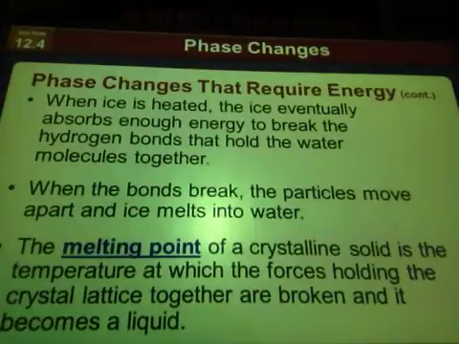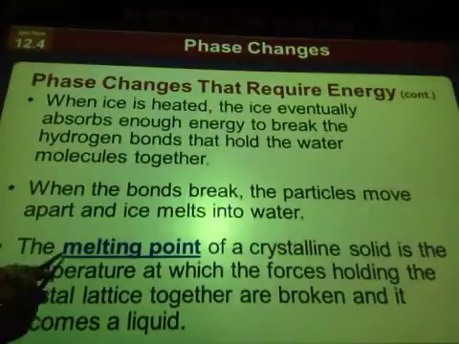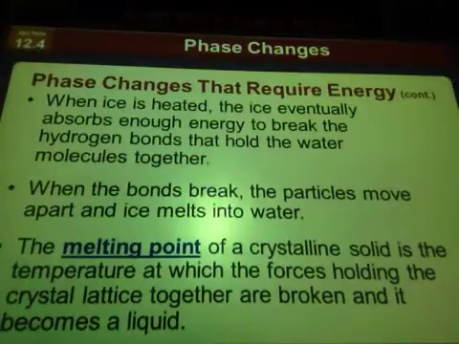We have defined then, through the breaking of these intermolecular forces, something called melting point. And the melting point of a crystalline solid, or just a solid, is the temperature at which the forces holding the crystal lattice, so the intermolecular attractions holding that solid together, are broken. And at that temperature, I'm going to break those attractions, and that's what makes that solid really turn into a liquid. It's really because of the breaking of those intermolecular attractions.